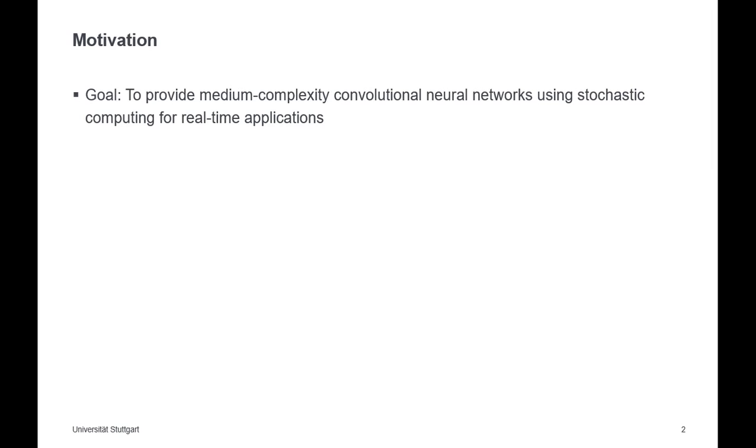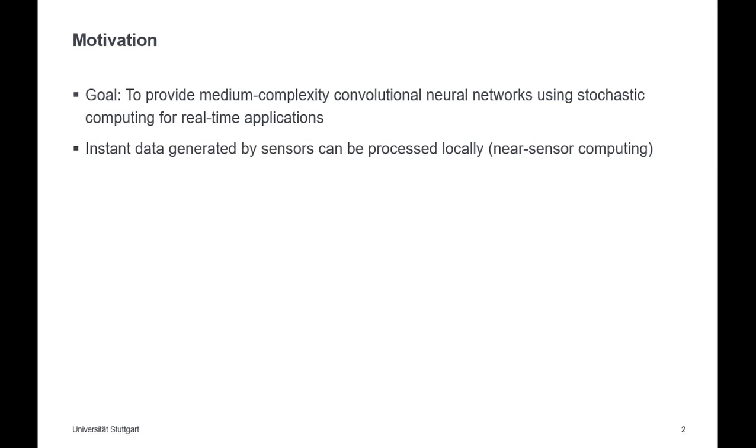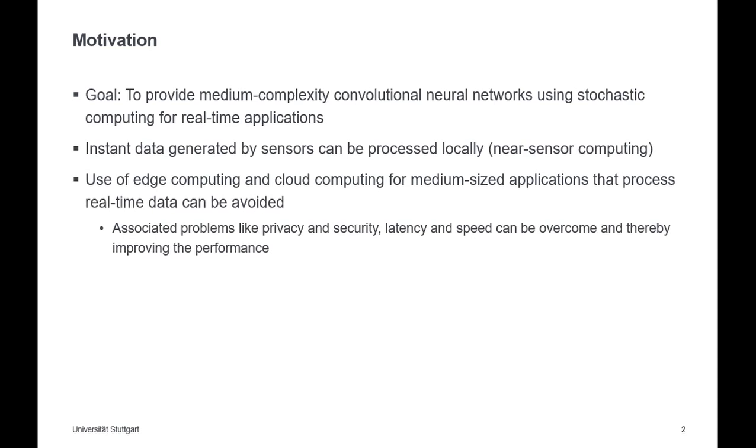Nowadays, various IoT devices generate huge amounts of data at the source and are dependent on edge and cloud computing to process their data. Stochastic computing can be used for near sensor computing, where data can be processed locally. It can also overcome the dependency on edge and cloud computing for medium-sized real-time applications. Also, the associated problems like privacy and security, latency and speed can be overcome, thereby improving the overall performance of the application.